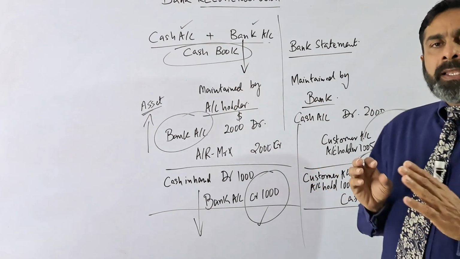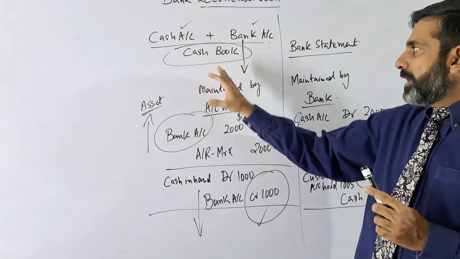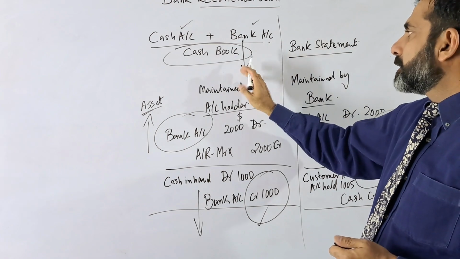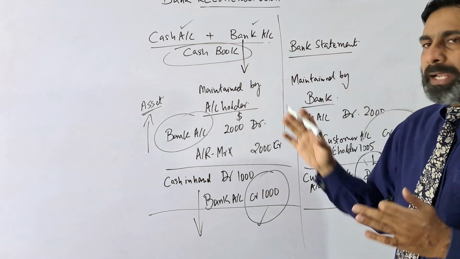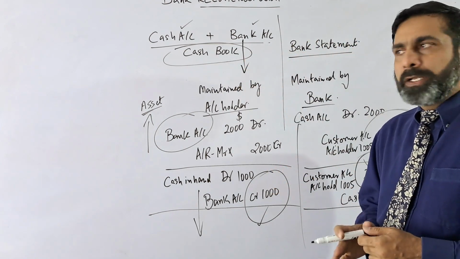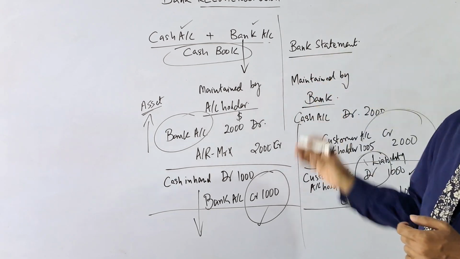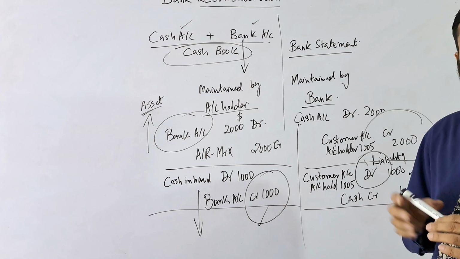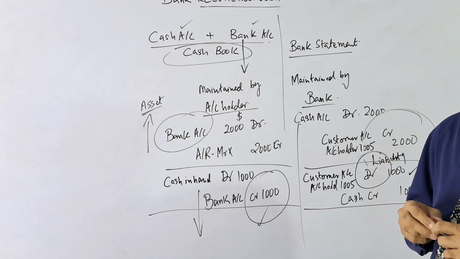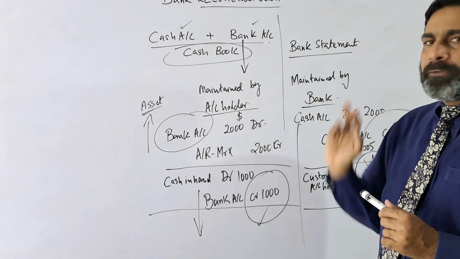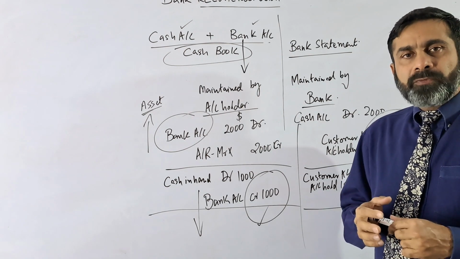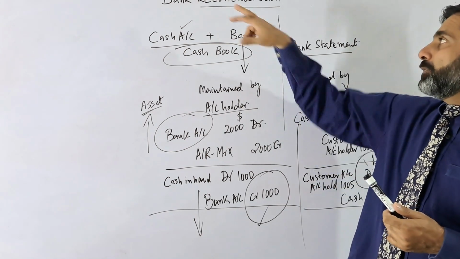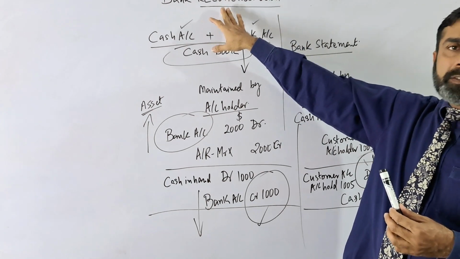So when you have a balance in your cash book, the bank account balance, and then at the end of the month, end of the year, the bank statement is also issued by the bank, both balances should be equal. But normally there is a difference. Why is there a difference? We have to find out that difference, and then we have to prepare a bank reconciliation statement.